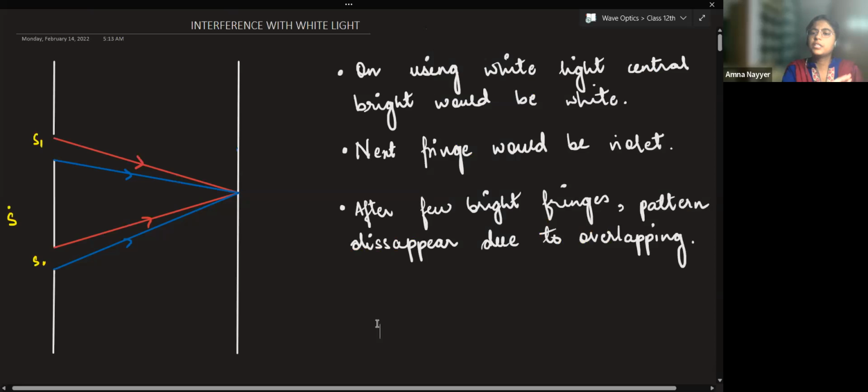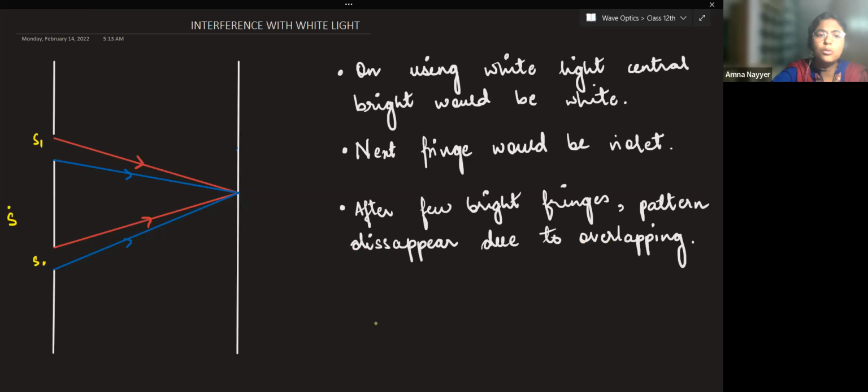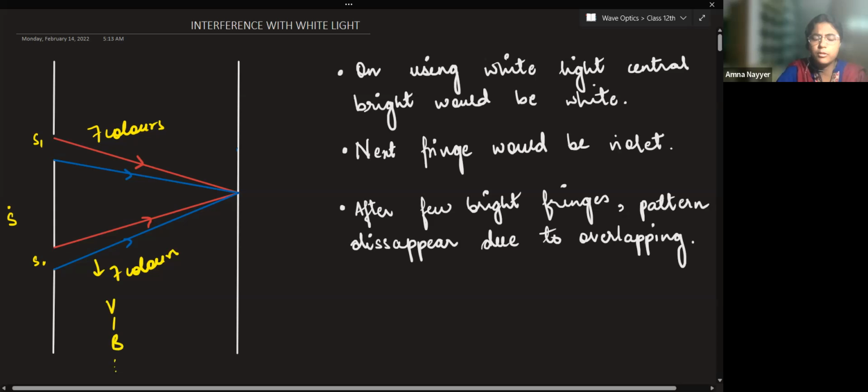See, dispersion we have already studied. If white light is used, white light is composed of all the 7 colors. So all these 7 colors will be produced like this in the form of a rim. I have not written all the colors. This violet and this red indicate that in between all the colors are present. Here also you will have all the colors, in the same Vibgyor form.